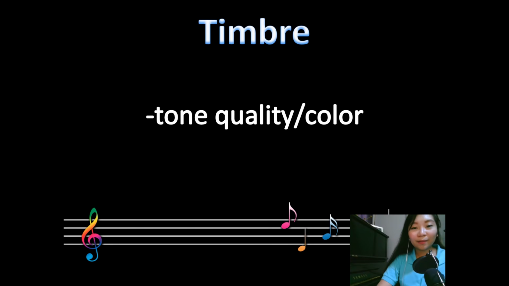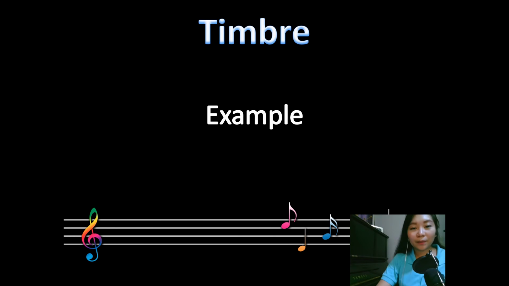Going to the next element, we have timbre. It is also described as the tone quality or color of a voice or an instrument. Because of timbre, you can easily identify that this is my voice, and at the same time, you can also identify that I'm playing on the piano.